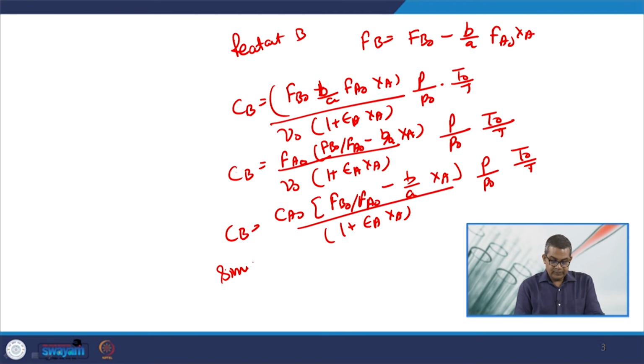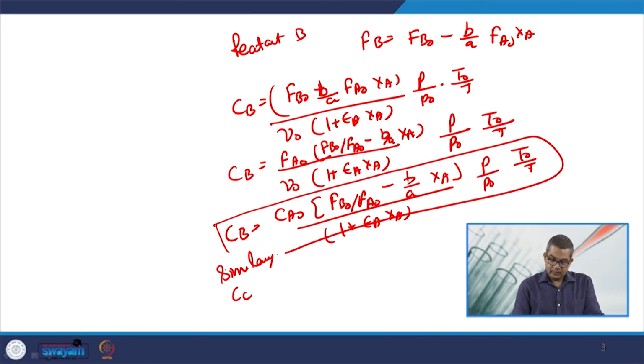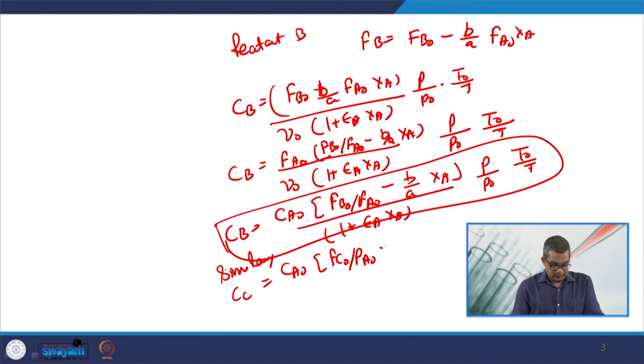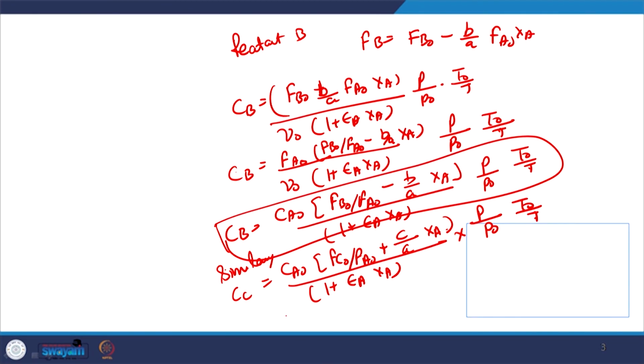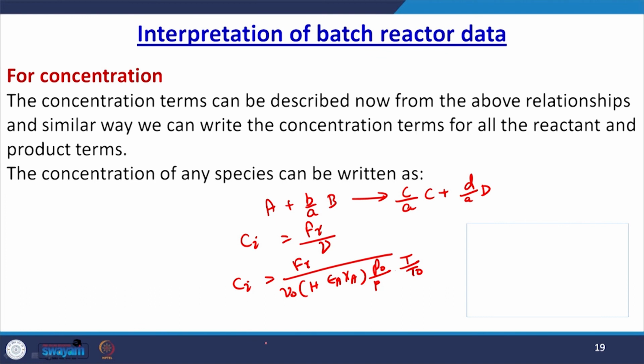So similarly, we can write for the concentration of C, this is CA0 times theta C. Here we are putting the plus sign because C is being generated in due course of time, upon 1 plus epsilon A XA multiplied by P upon P0 times T0 upon T. Here FC is equal to FC0 plus c upon a FA0 XA. So in this way we generated these mathematical equations for prediction of the varying volume concept.